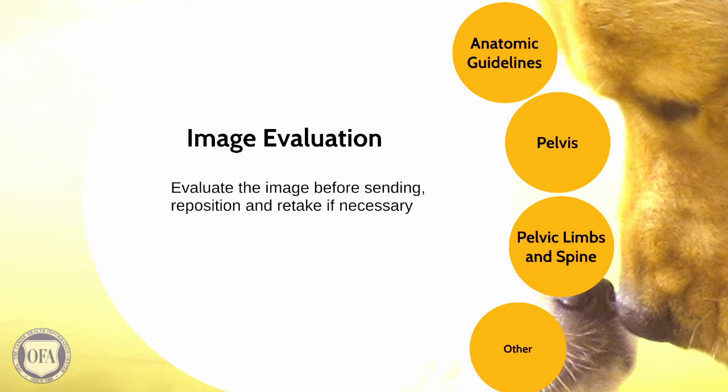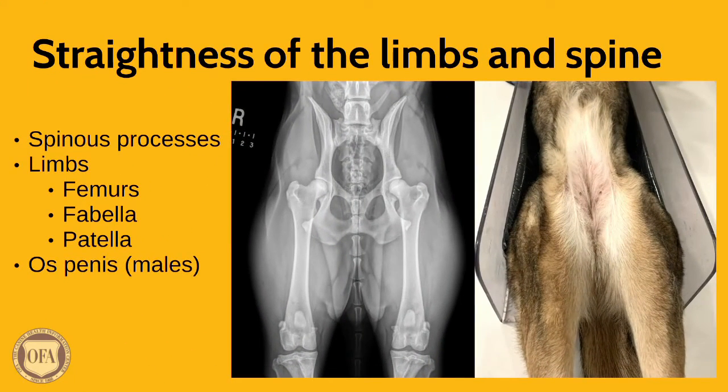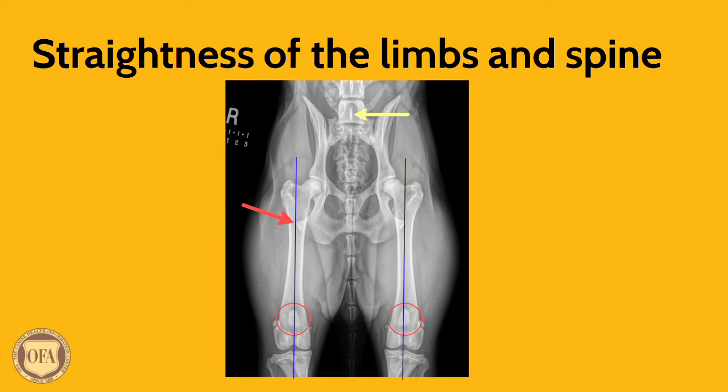Once the pelvis has been evaluated, the remainder of the dog's positioning should be considered. When the dog is properly positioned, the vertebral column should also be straight. The spinous processes should be aligned with the center of the vertebral bodies from L7 to the cranial extent of the images. This is indicated by the yellow arrow in this dog.